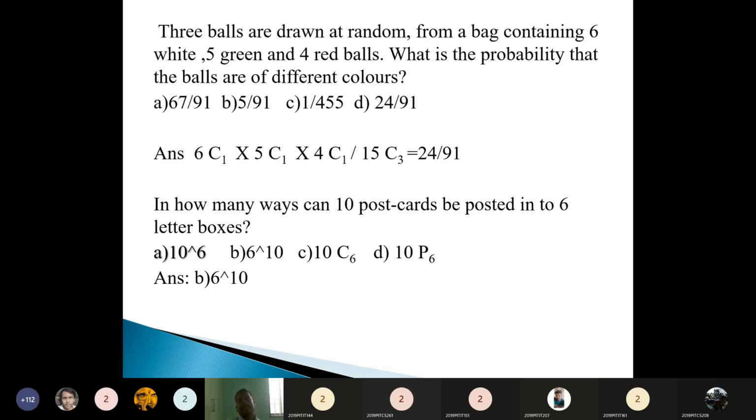15C3 as the denominator. For the numerator, we have to pick 1 ball of each type. From 6 white we pick 1, from 5 green pick 1, and from 4 red pick 1. That is 6C1, 5C1, 4C1. Those values will come in the numerator. Simplifying these, we will get the value 24 by 91.